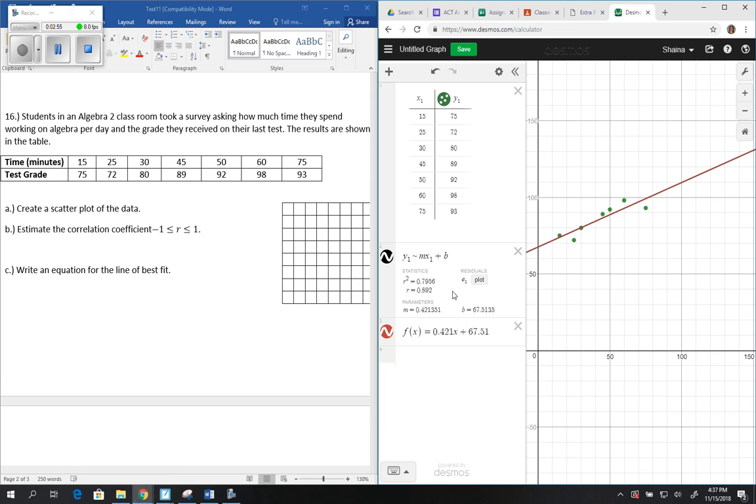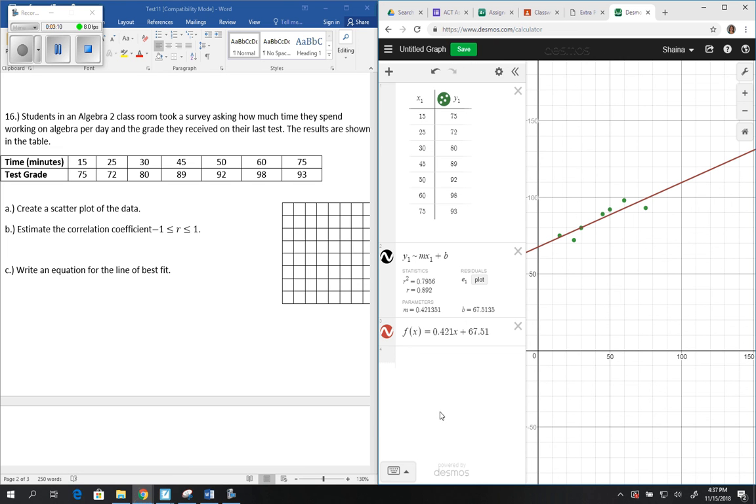Again, this is our R value. That's our correlation coefficient, which would say that this is a strong positive correlation. And if we were to kind of click on this red line, we would see that the black line is the line created here. This is just written as a function.